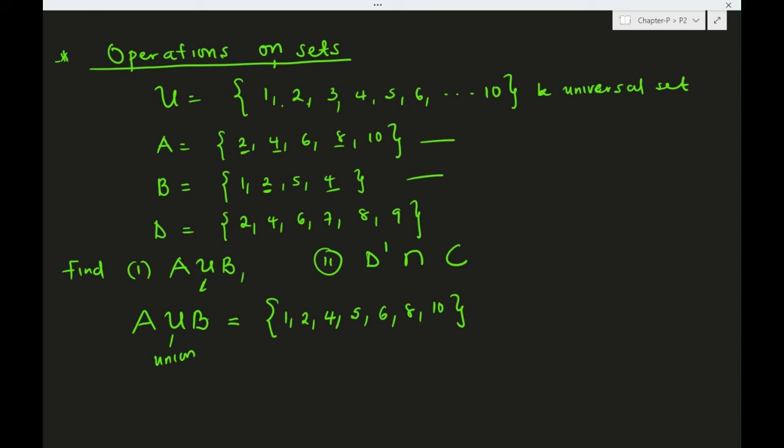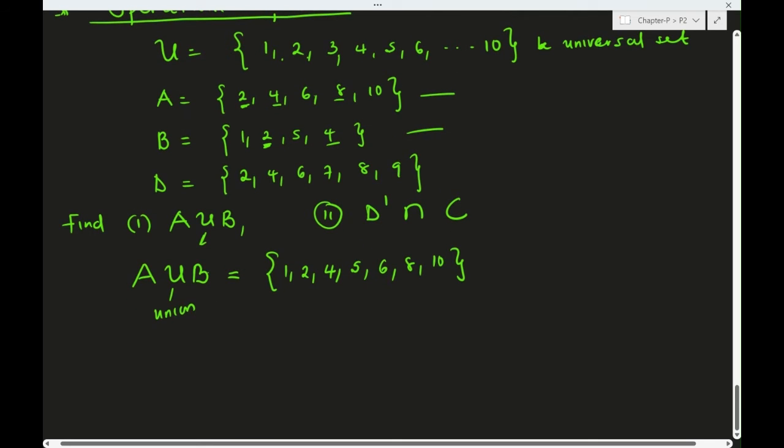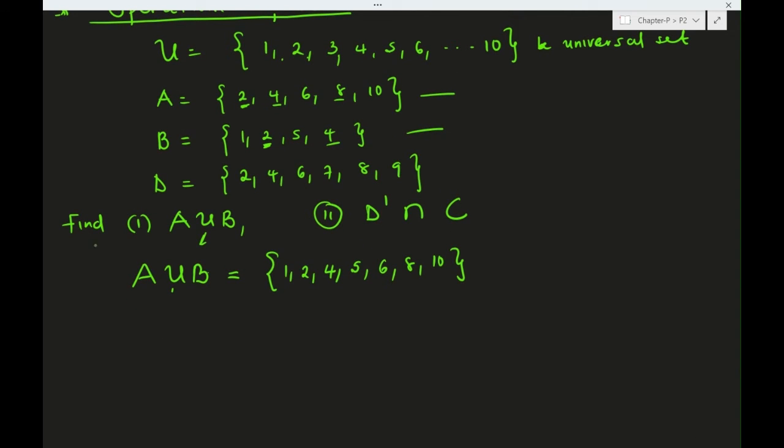So you take elements that are in A and elements that are also in B, but don't repeat. There's no need for repetition in a set. Here you have 2 in A and you also have 2 in B, so taking it once is enough. Okay, that's number 1.